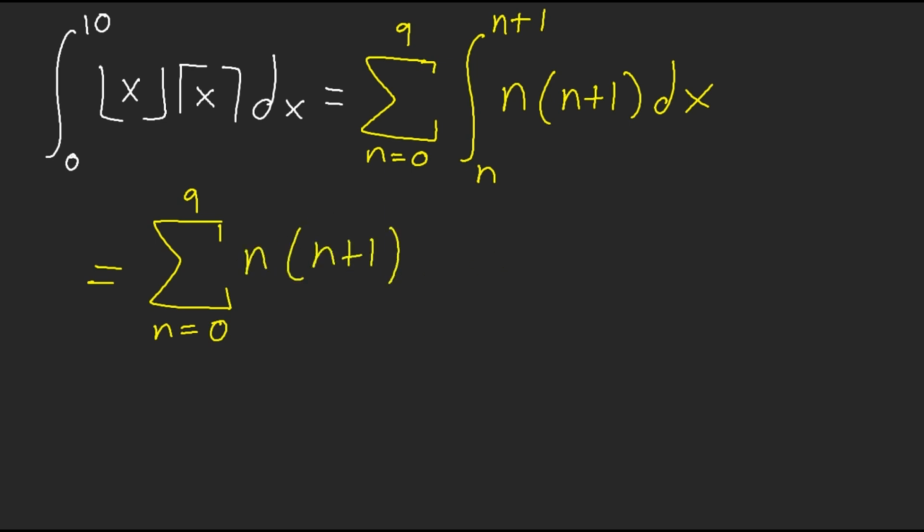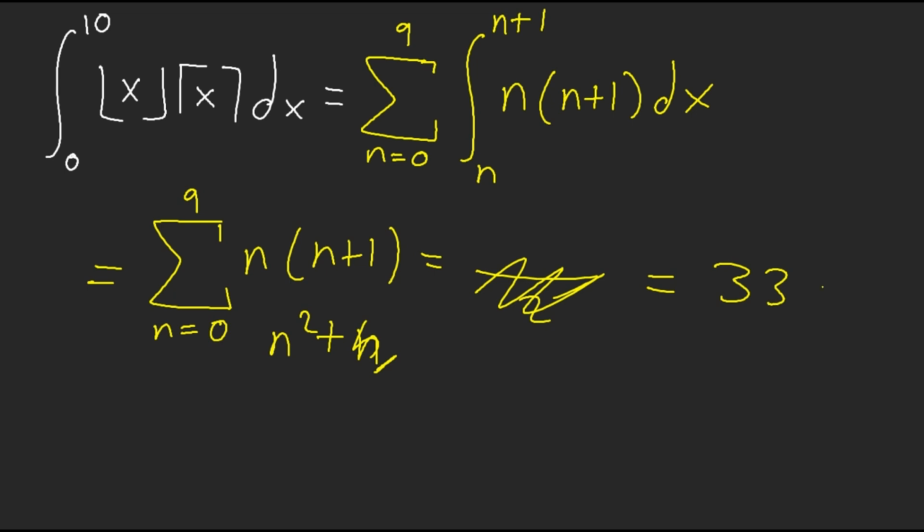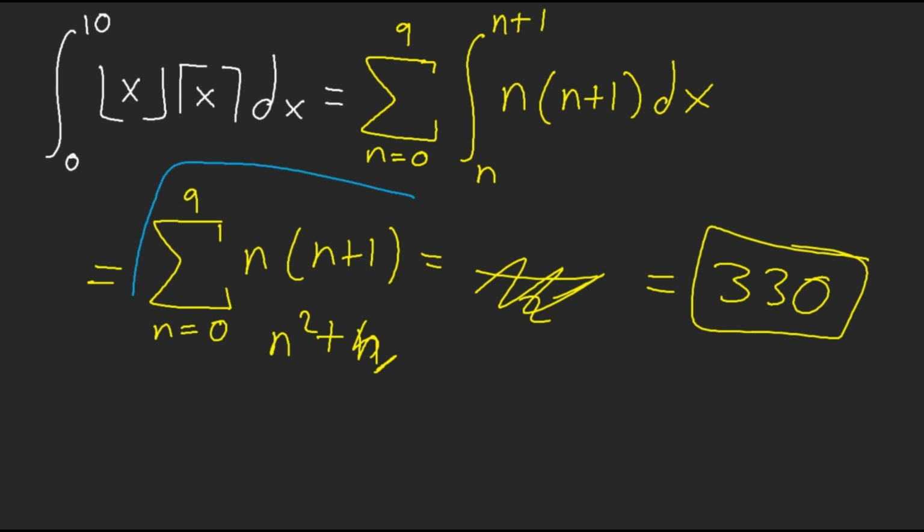Okay? This is very tedious, so I'm not going to actually go through it. You can, though. You would have to know the sum of n squared and n. But when you do that tedious computation, you should get the answer 330. Like I said, I hate piecewise integration because I am not a fan of sums.